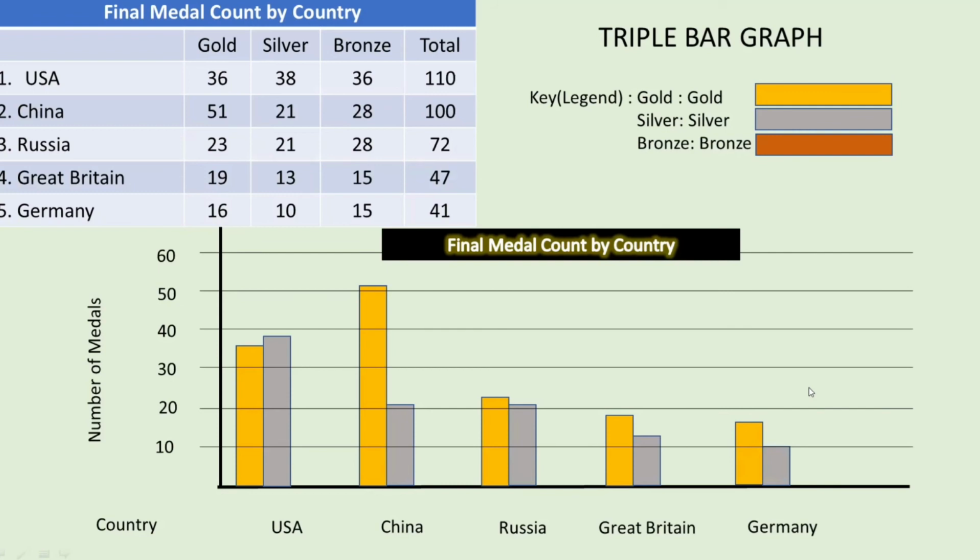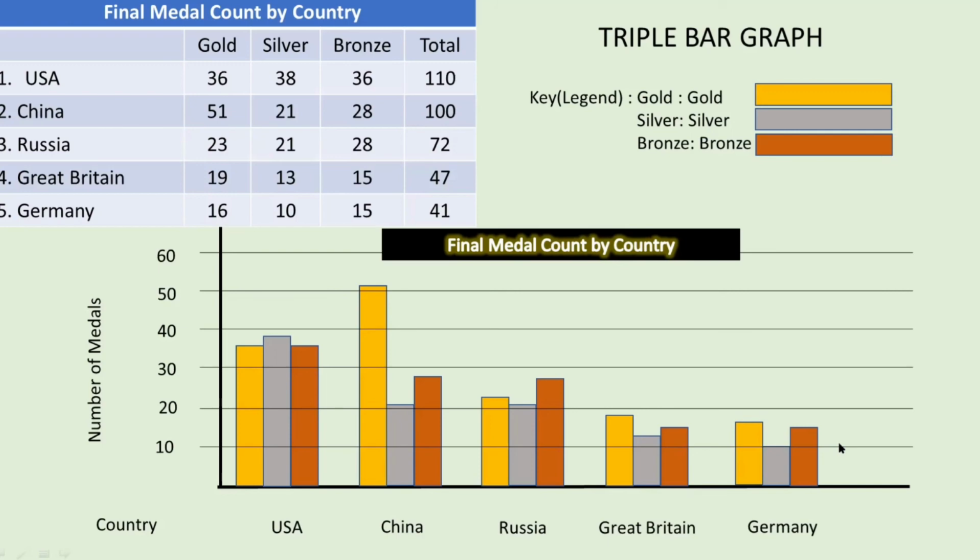After the silver, let's proceed sa bronze. Yung bronze natin sa USA ay 36. Then, the China is 28. Same with Russia, which is 28. Great Britain natin ay 15. And also, the Germany is 15. So, meron na tayong mga bars per country ng gold, silver, and bronze. So, ngayon, nakapag-create na tayo ng bar chart, which is the final medal count by country. So, this is for triple bar graph.